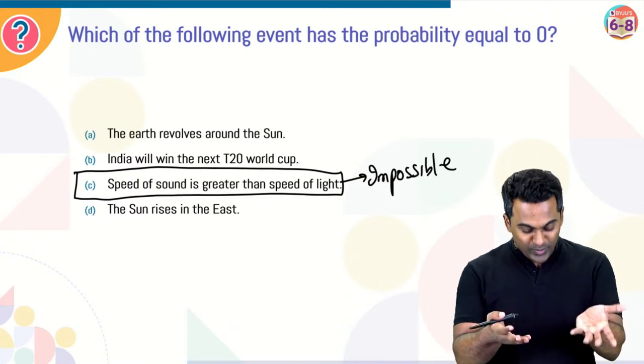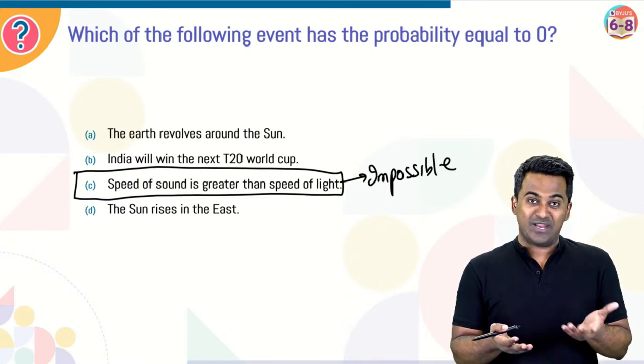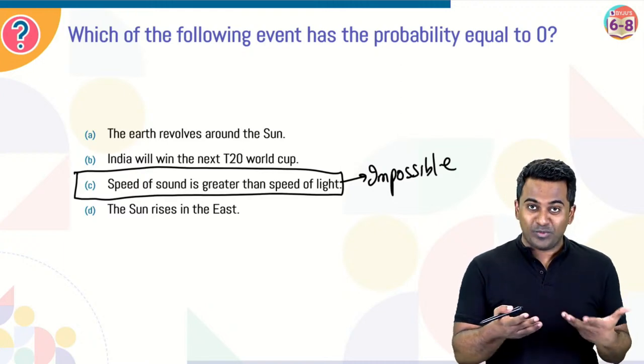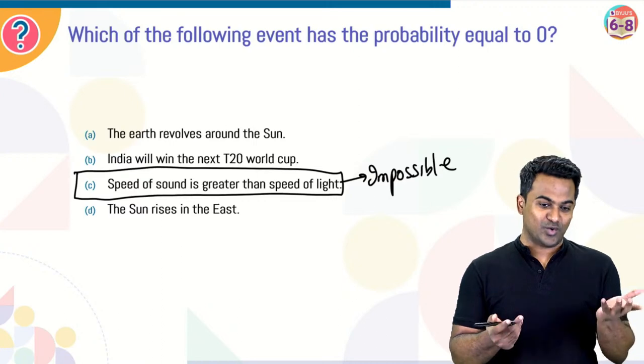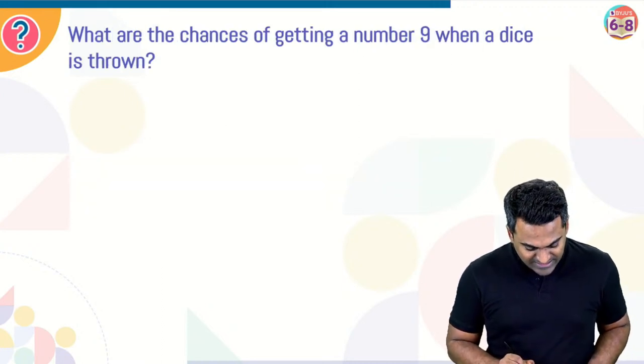Earth revolves around the sun, we know that for sure. India will win the next T20 World Cup, nobody knows that, right? Who will win the next T20 World Cup? Sun rises in the east, we know it's a certain event. Yes, very good, very good. Come on, let's try this question now.